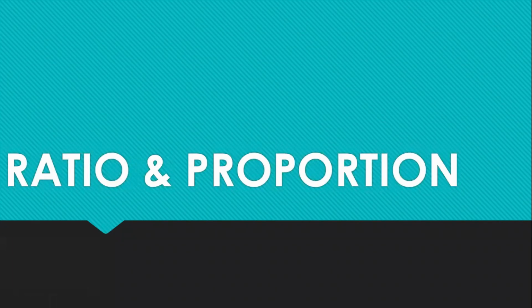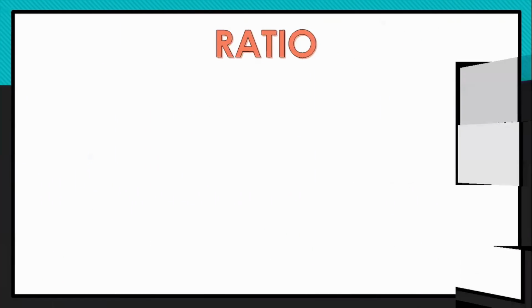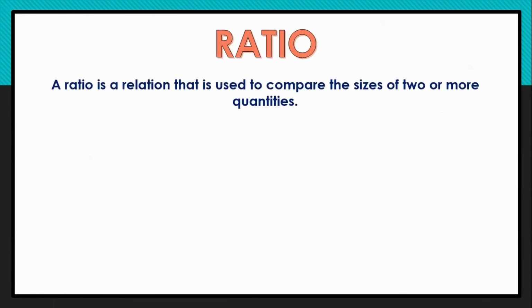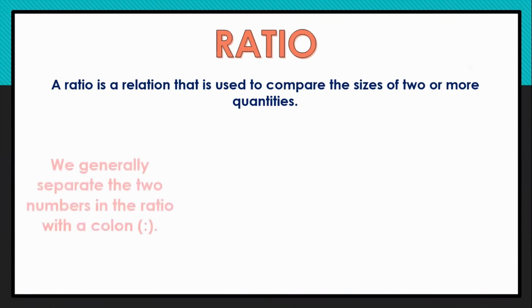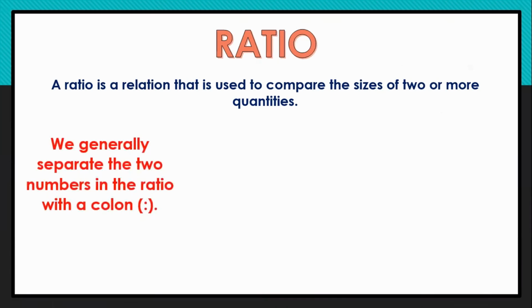Today, we will be looking at ratio and proportion. What is a ratio? A ratio is a relation that is used to compare the sizes of two or more quantities. Please note, we generally separate the two numbers in the ratio with a colon.